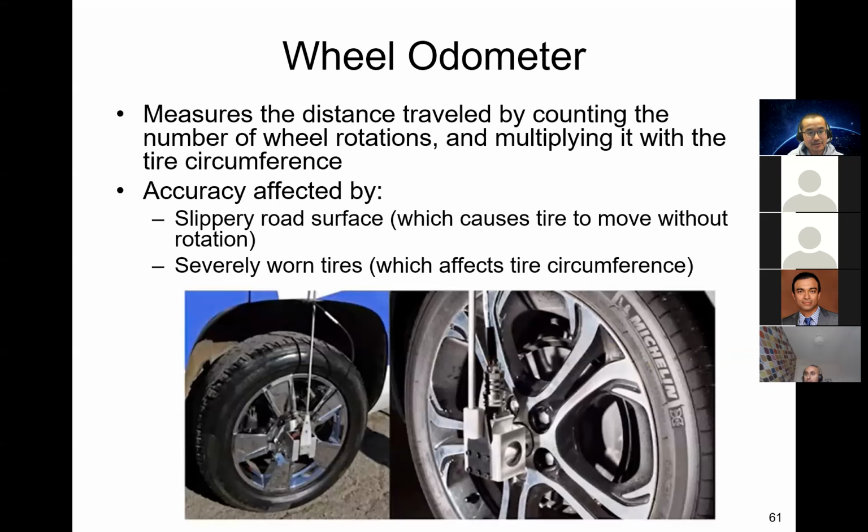So a wheel odometer measures the distance traveled by counting the number of wheel rotations and multiplying it with the tire circumference. The accuracy is affected by slippery road surfaces, which cause the tire to move without rotation, and severely worn tires, which affect the tire circumference.